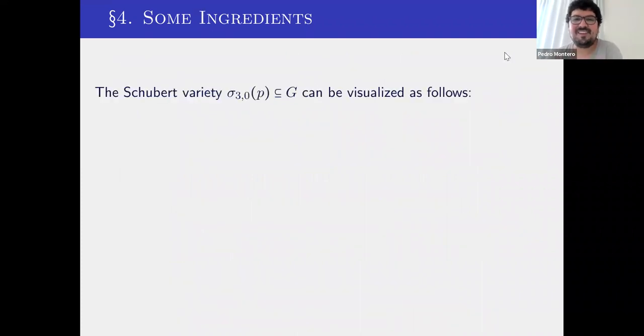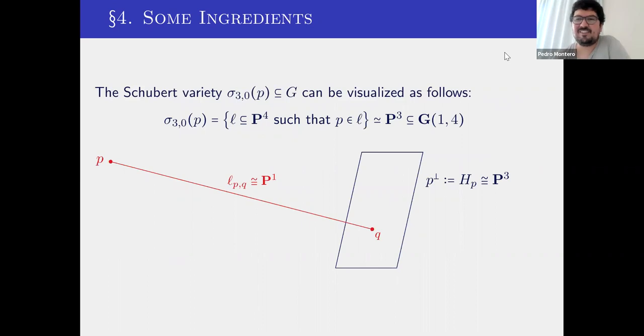So let me give you a drawing of what I told you. This is better than my hand, I think. So you have a point that you are fixing in P4. You take the orthogonal hyperplane. This is a P3. And each point of this hyperplane determines a line joining this point and P. So each line corresponds to a point in this P3. Therefore, these two varieties are P3s inside the Grassmannian.